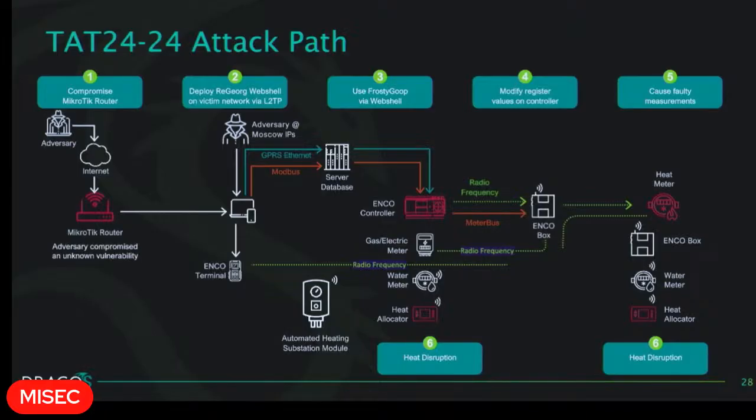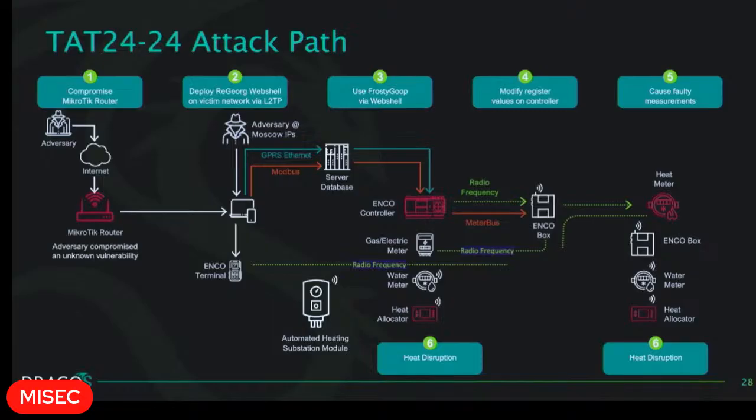So we kind of talked about HMIs. That's where the operator's actually changing what's going on. The engineering workstation is where they configure all the systems. So they got onto one of those and were able to communicate to their Enco controller. They downgraded the firmware, and then they used Frosty Goop over their L2TP connection to use Modbus to basically change the registers. And with the registers changing the values, it ended up not allocating enough heat.